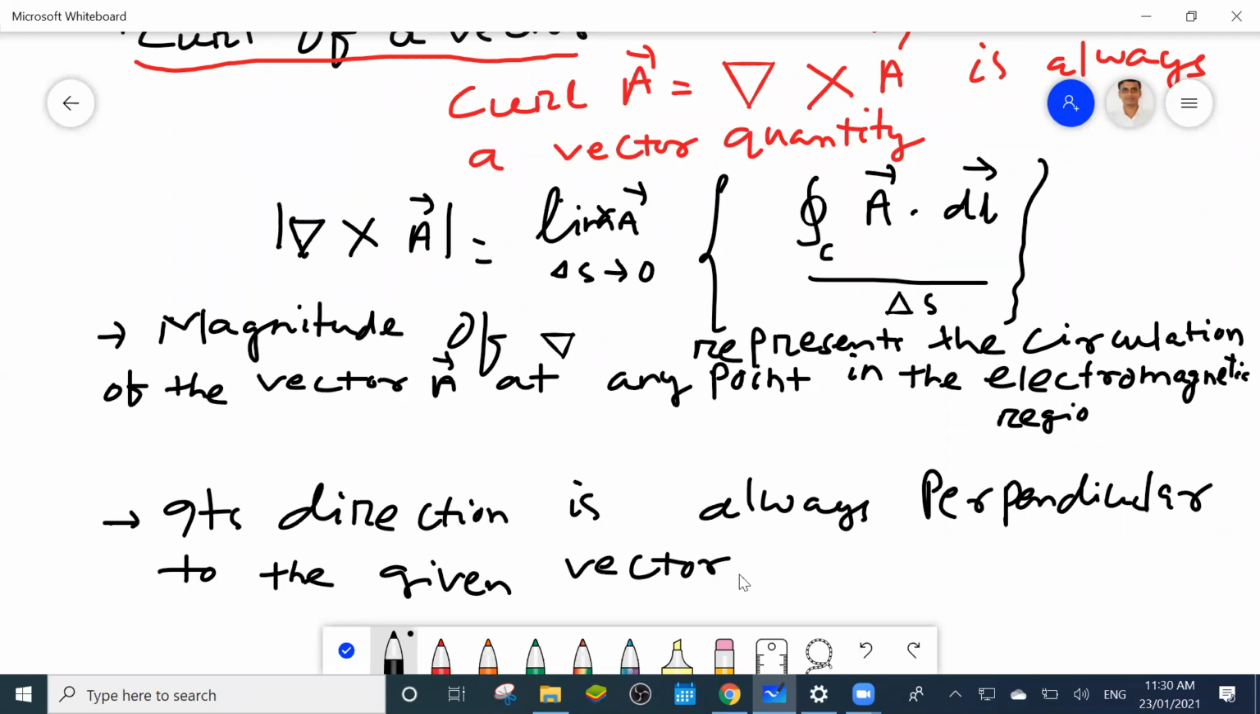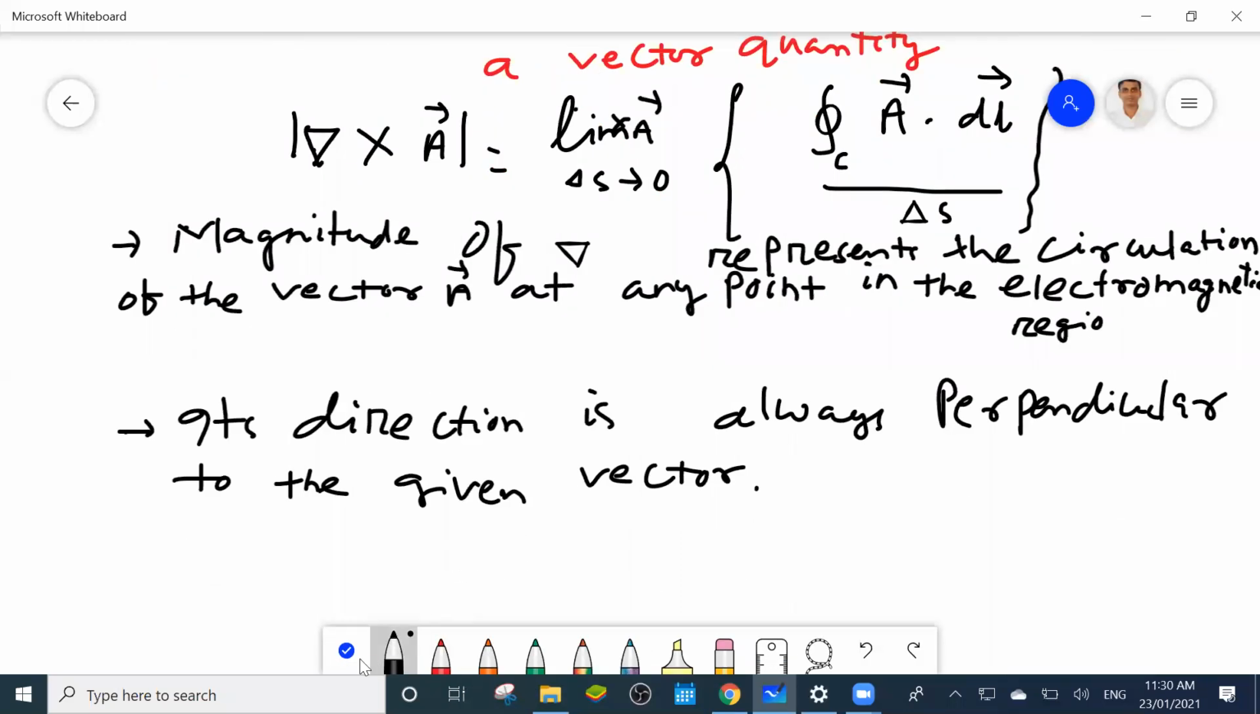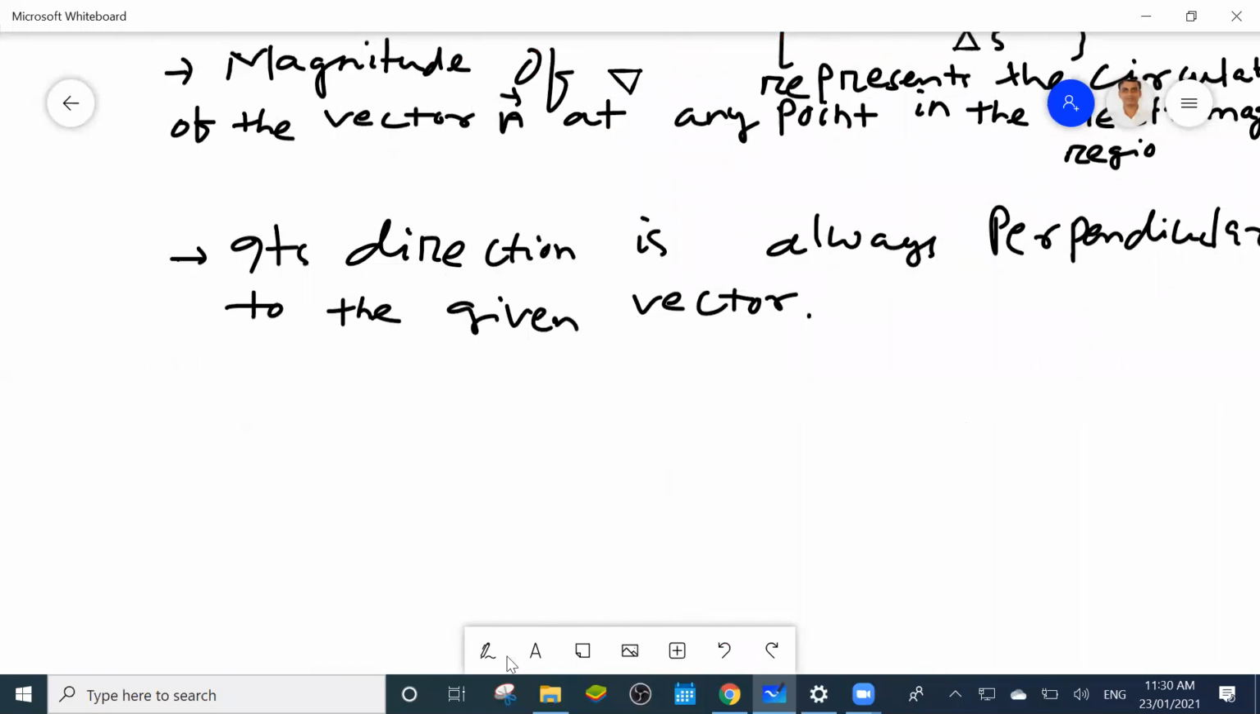So how will we find out the curl in the three coordinate system? The curl in the three coordinate system is very important. In all other modules, when we go for the Maxwell equation derivation and the use of Maxwell equations, at that time we will use this curl. That's why I am covering the basic part. So how do we find the curl of a vector in the three coordinate system?